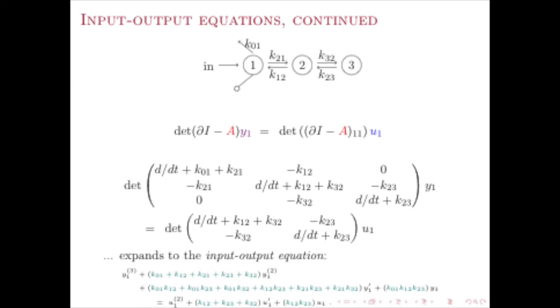Okay, good. The only other piece I didn't quite define is this sub 1,1. What this means is that I take the original matrix, so here's this matrix, and then I remove the first row and the first column, and whatever sub-matrix is left is what I have here. Then you multiply by y1 or u1 on the left or right hand side, and you end up with this input-output equation. So these terms are basically terms coming out of this determinantal expansion.